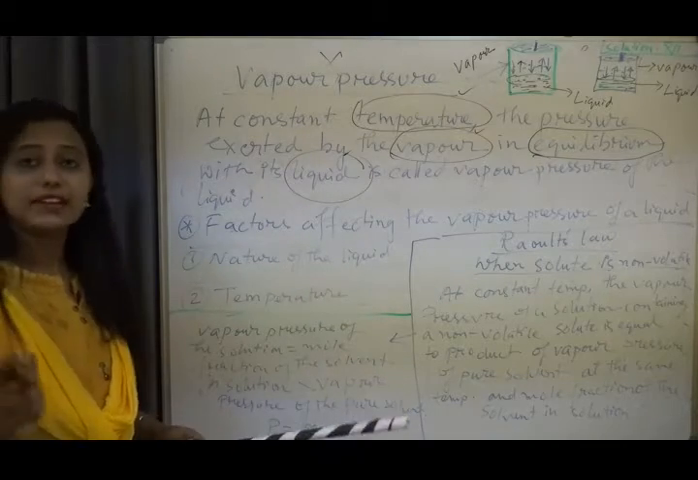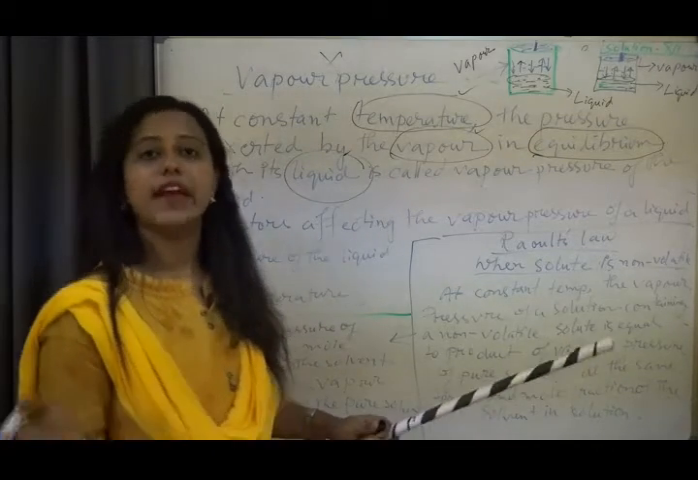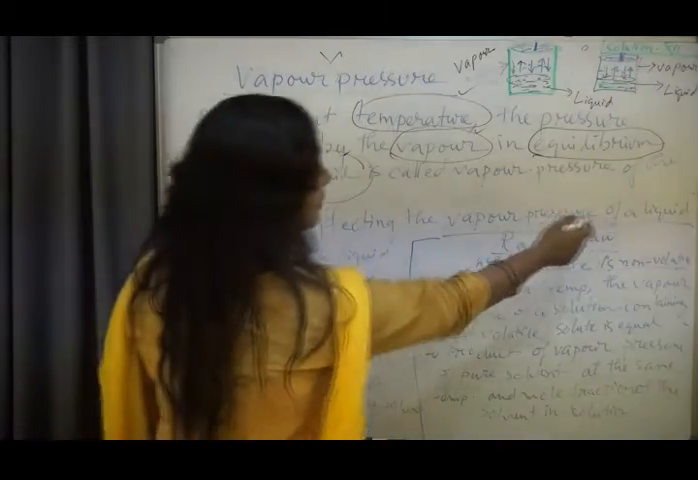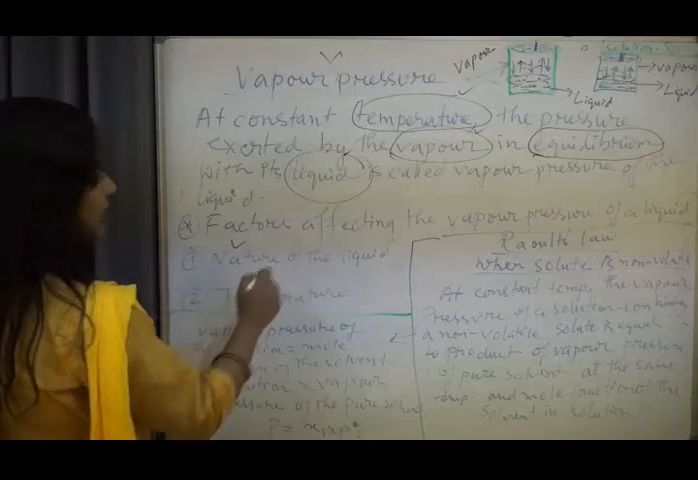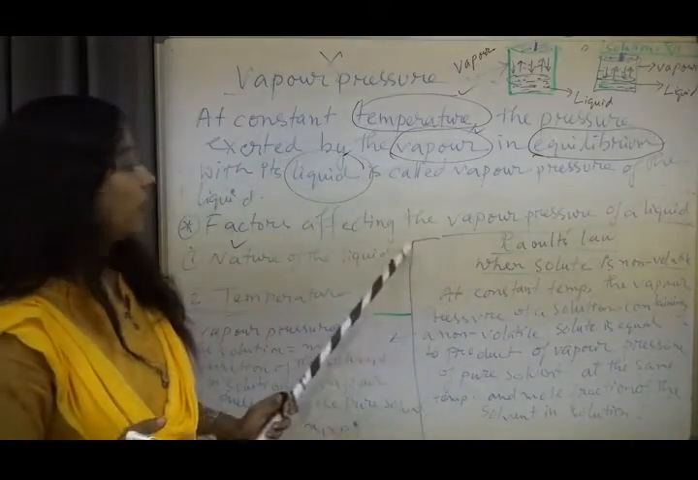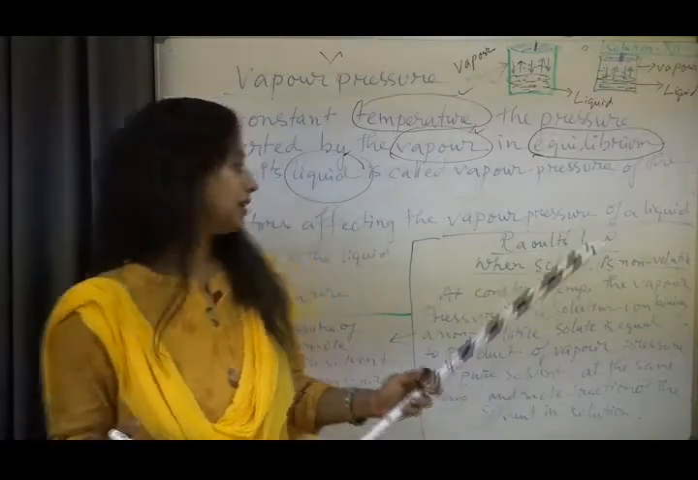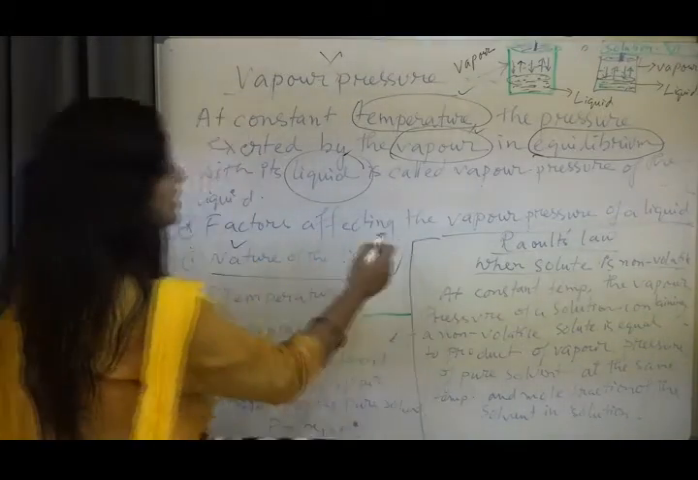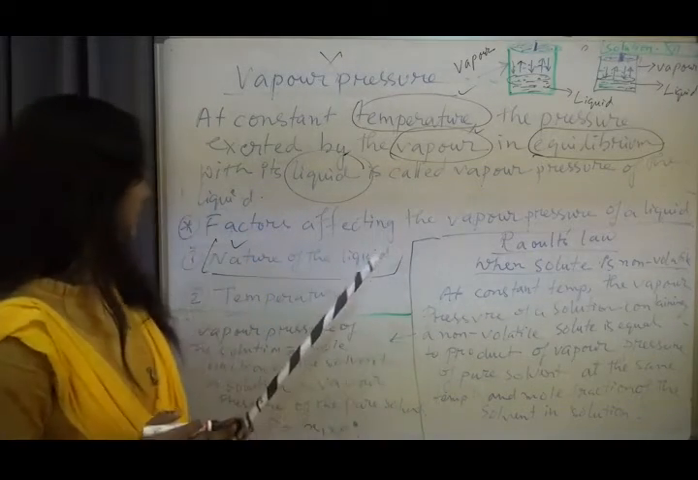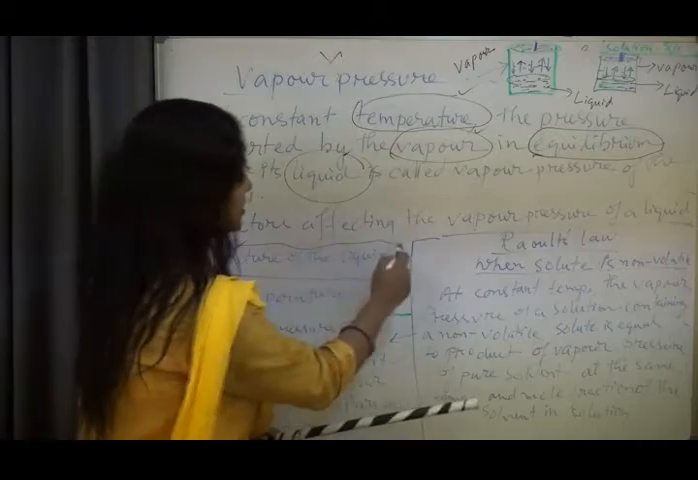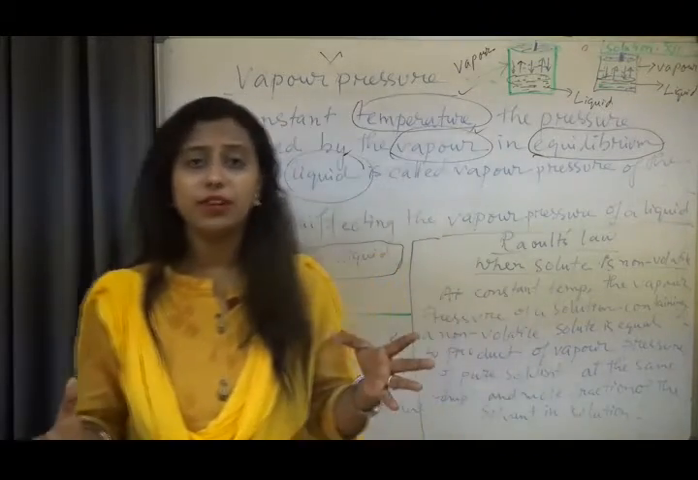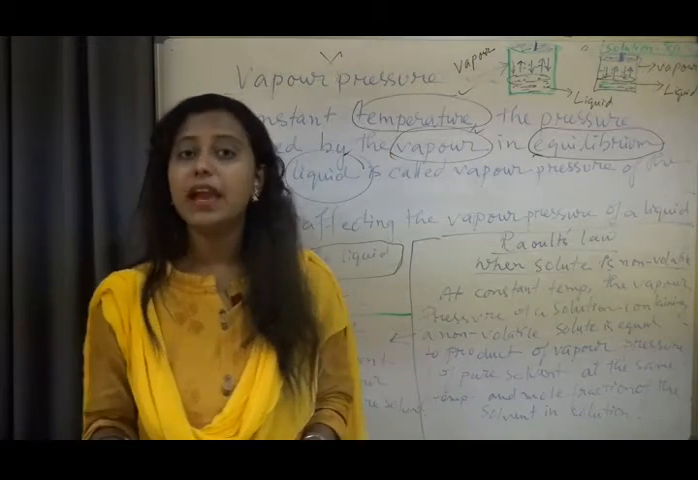So what are the factors in this case? There are some factors which affect the vapor pressure. The factors affecting the vapor pressure of a liquid are, first, the nature of the liquid, that is, on what type of liquid the vapor pressure depends. In liquids with very weak intermolecular force of attraction, the vapor pressure will be high.